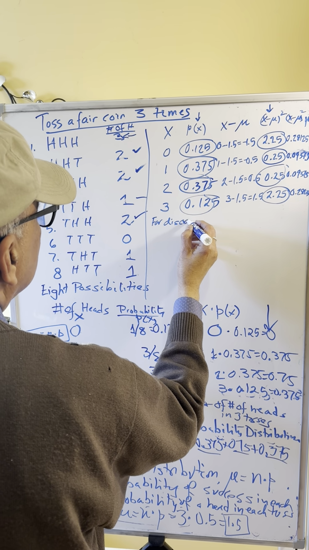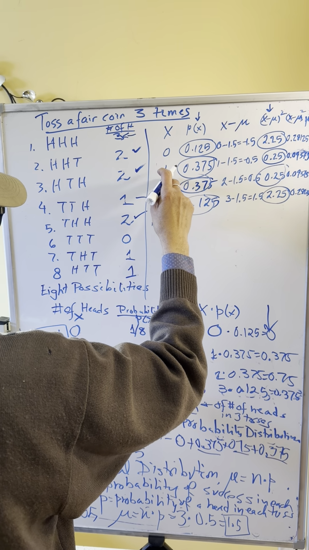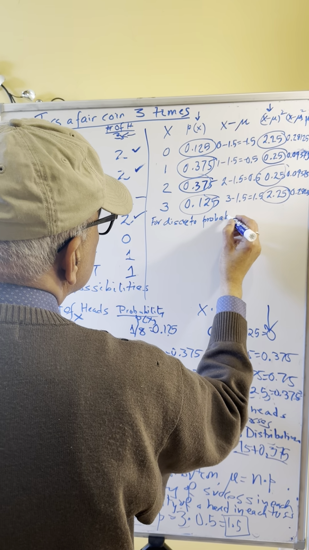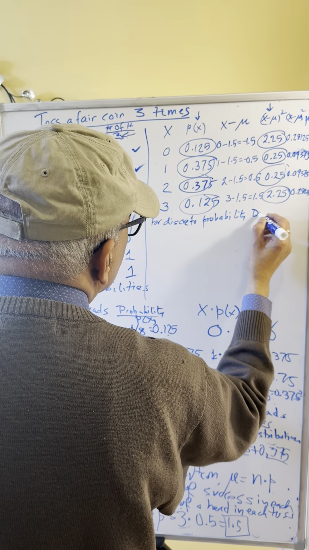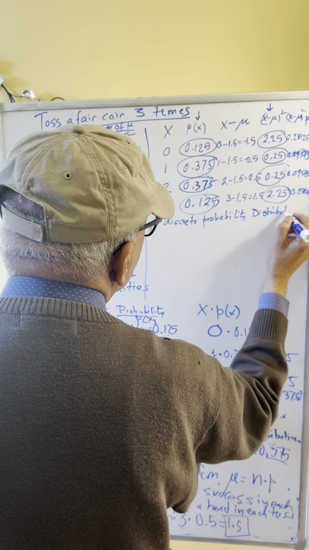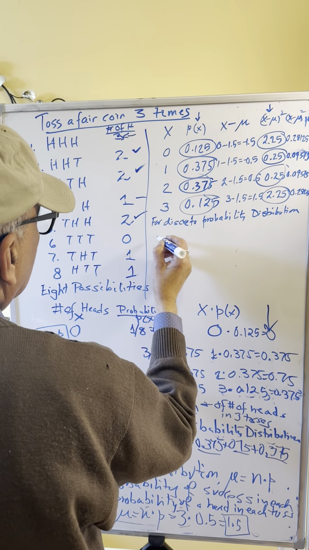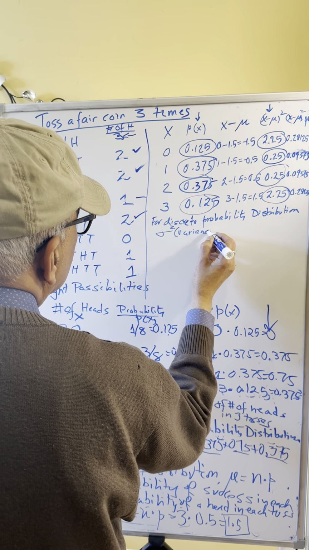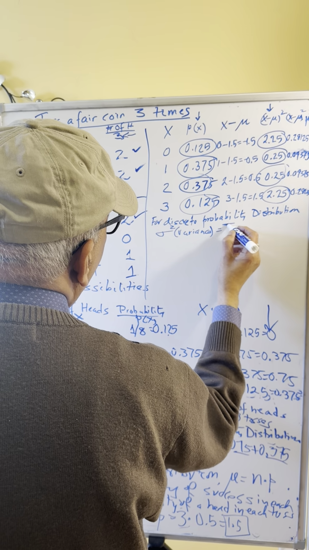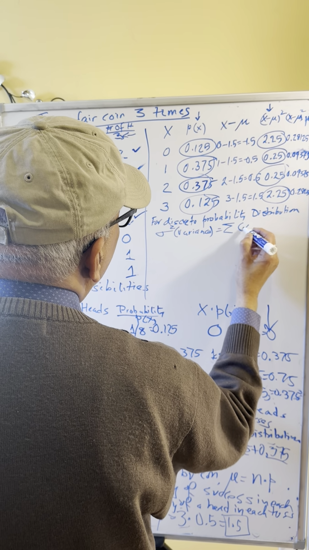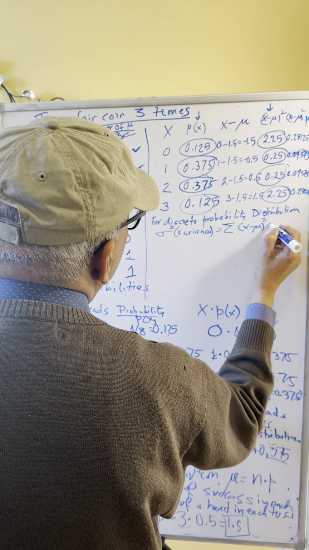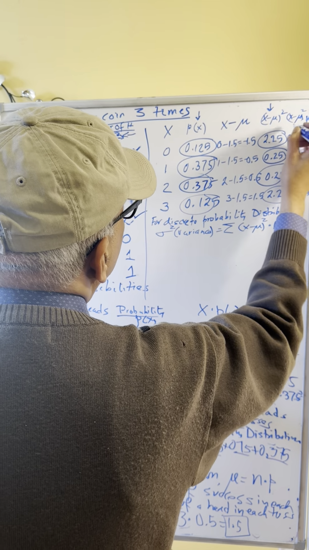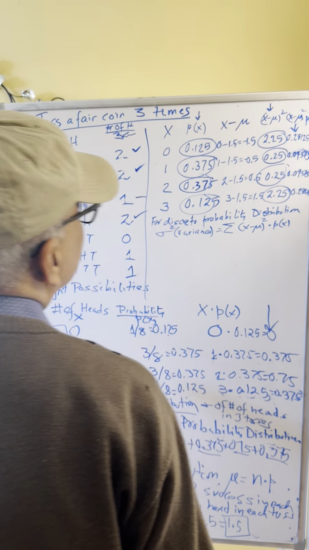Now for a discrete probability distribution, here we have a discrete probability. Why? Because we are jumping from 0 to 1 head, 1 to 2, 2 to 3 heads, and so forth. For discrete probability distributions, variance, sigma square, is equal to the sum of x minus mu square times probability, which we did. So basically we have to add this last column up.